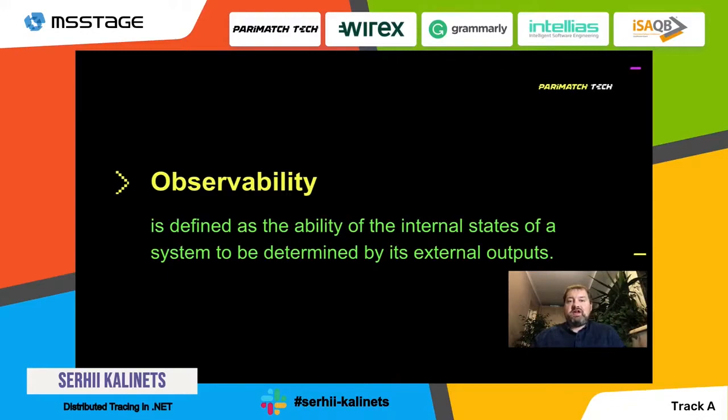Basically, it's one of the architectural properties of the system. It says that we should be able to observe the internal state of the system by its external outputs. We cannot get inside our system, we cannot get inside our process. The only thing we can do is observe some external things, and observability is just about that.